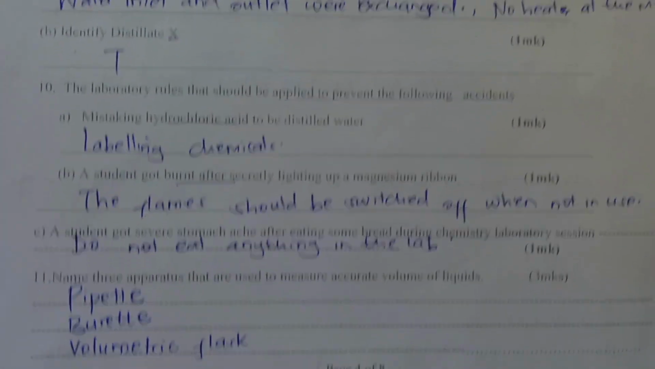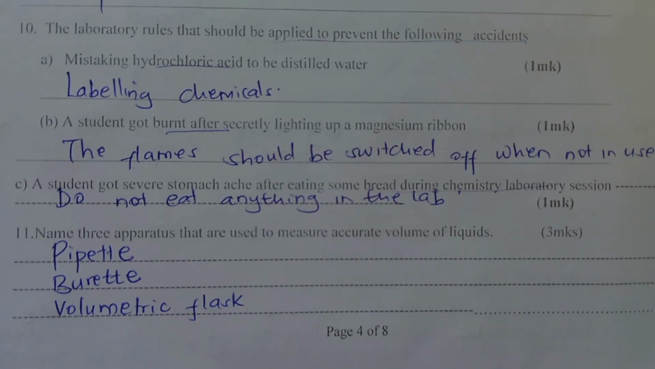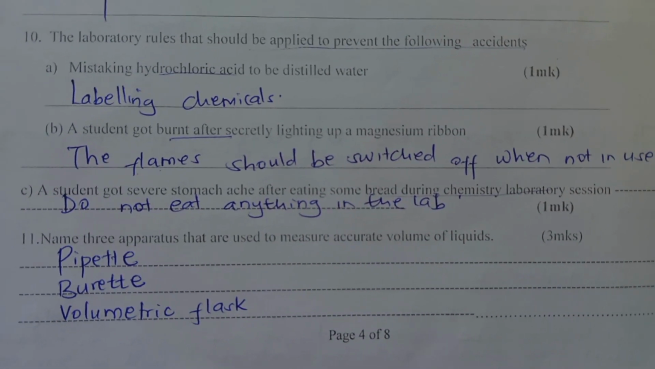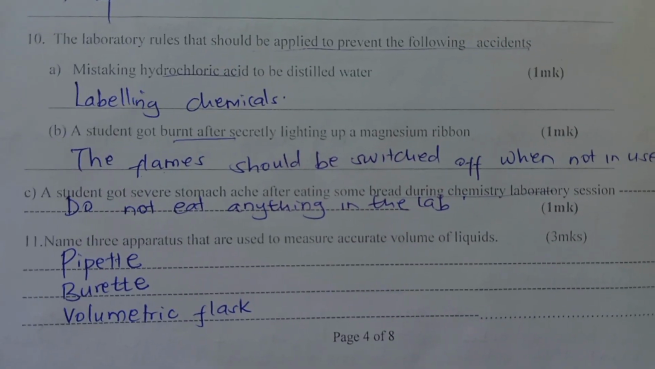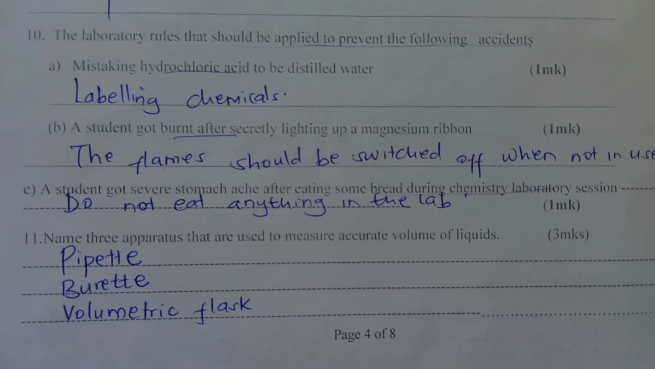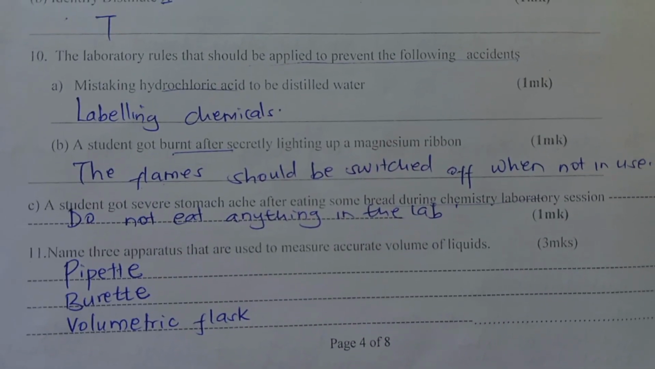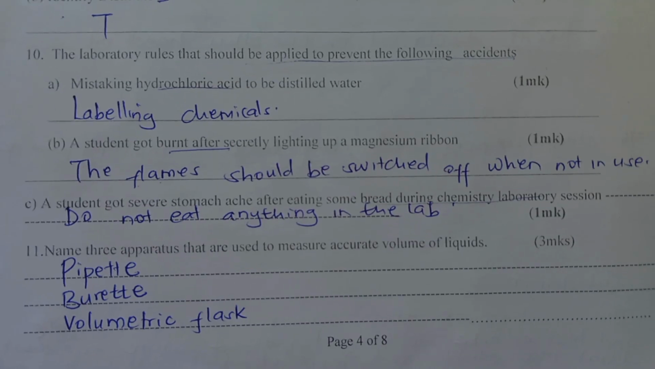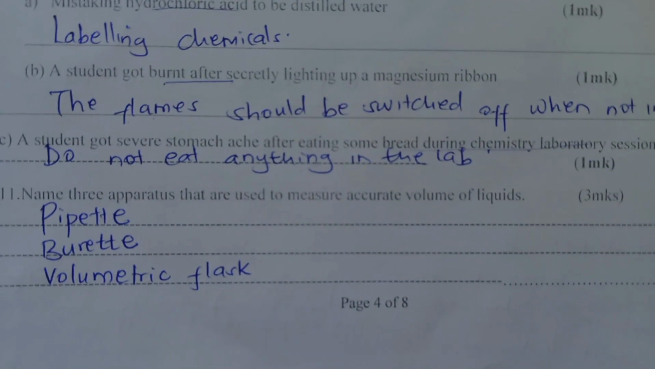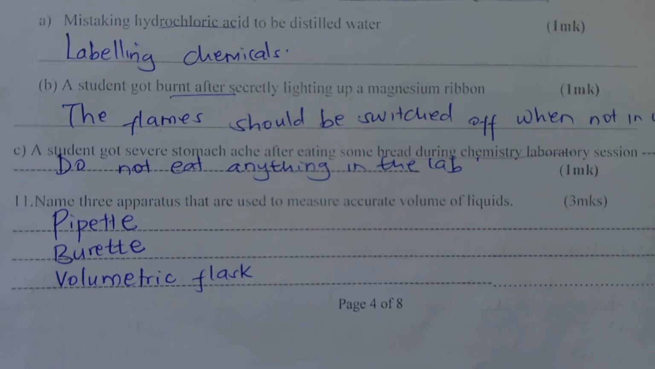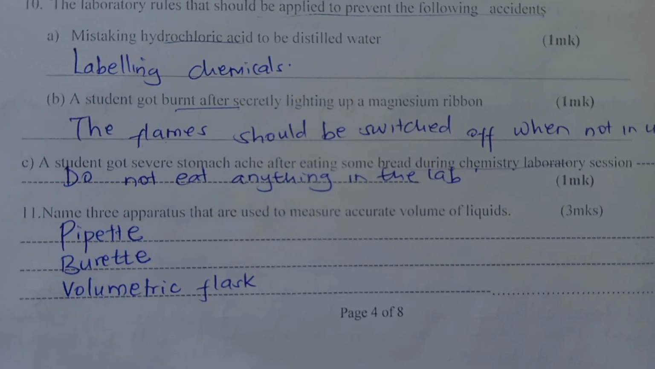The laboratory rules that would be applied to prevent accidents. Mistaking hydrochloric acid for distilled water: that is labeling of the chemical. A student was burnt after picking up a burning magnesium ribbon. The flames should always be switched off when they are not in use. A student got a severe stomachache after eating some bread during a chemistry session in the lab. So you should not eat anything in the lab.